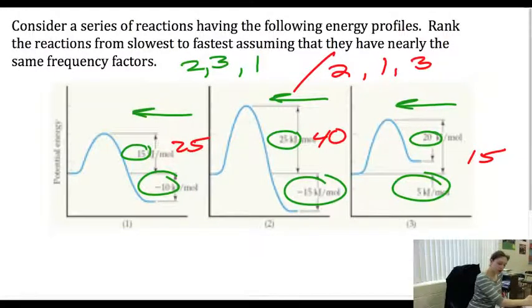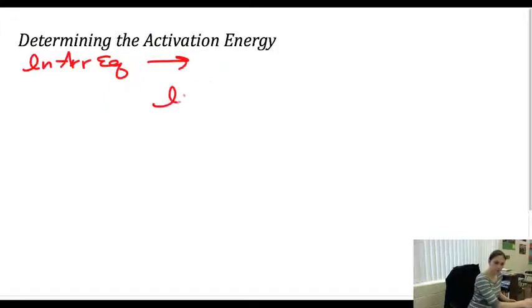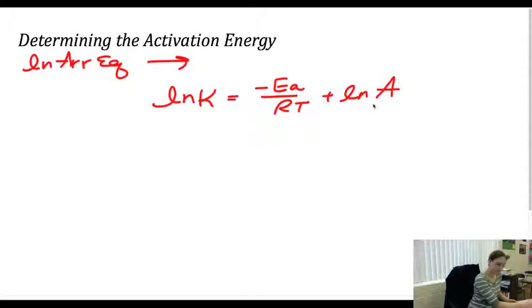Now if I was going to determine an activation energy, this gets to be a little bit more crazy. You take the natural log of your Arrhenius equation, and what we end up with looks something like this. The natural log of K equals negative EA over RT plus the natural log of A. So if I graph the natural log of K versus 1 over T, our temperature, I'm going to get a straight line.